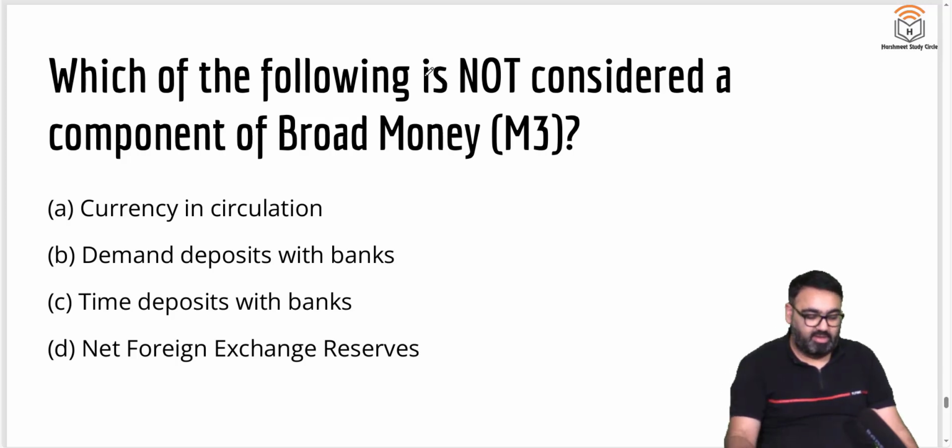One last question, which of the following is not considered a component of broad money, that is M3? Currency in circulation, demand deposit, time deposit with the banks, or net forex reserve. The answer here is net forex reserve.